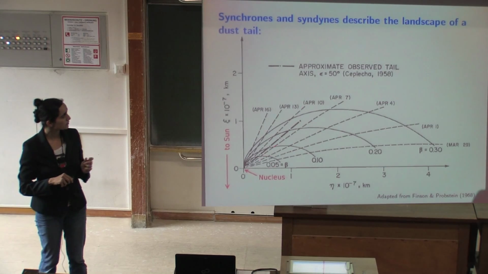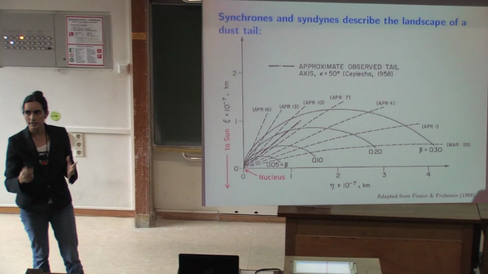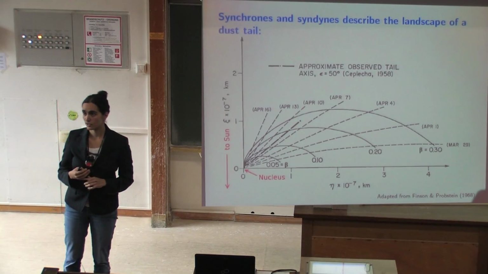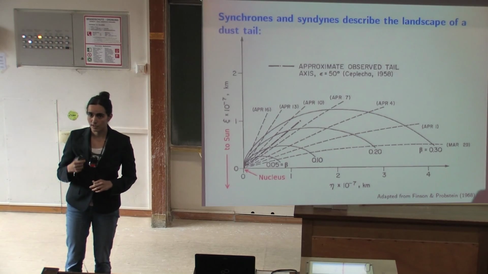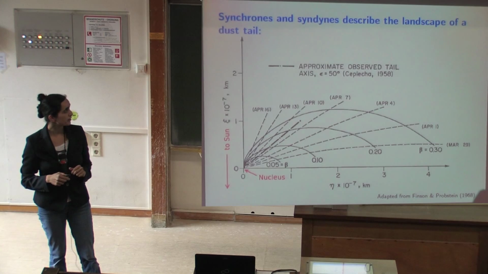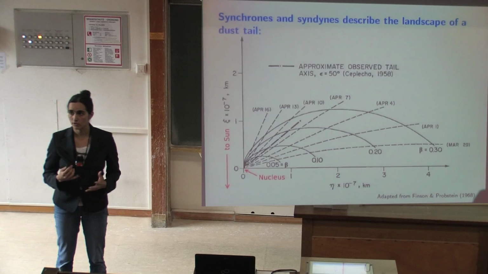So this is how, if you see a comet's tail, to a first approximation, you can get an idea how old it is and what kind of particles it contains. If the initial velocity is not negligible, then things become more complicated, but even then, this gives you a rough idea and a first impression.